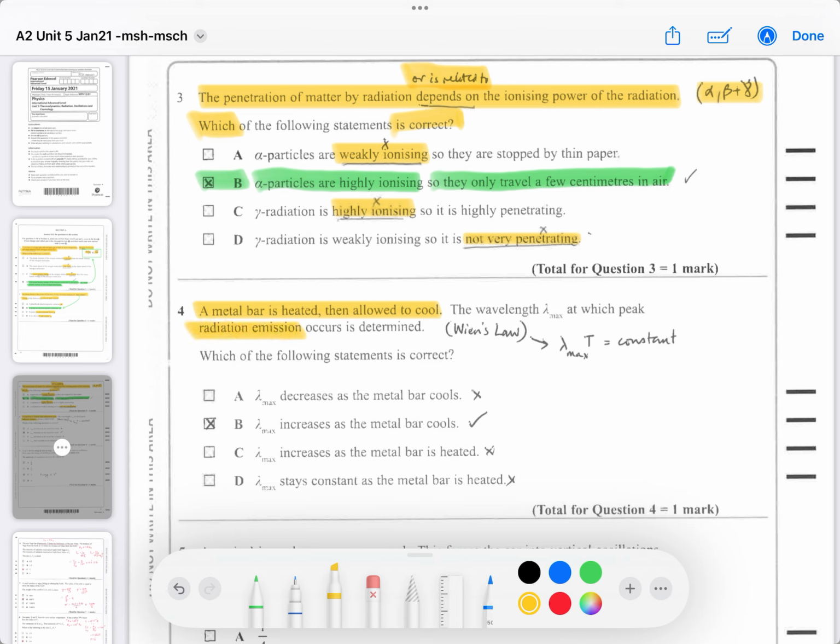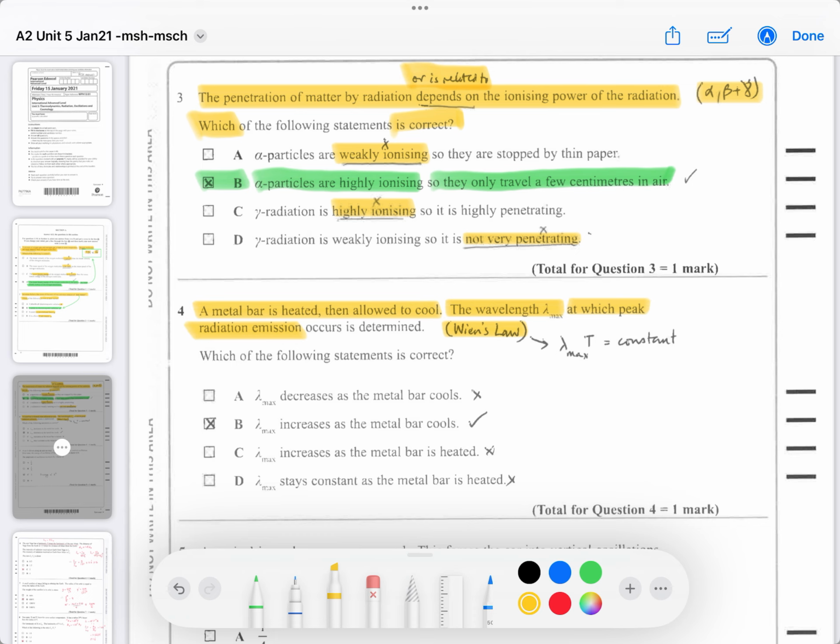So anything hot emits radiation, like a star. Now you've done this in the context of a star. The wavelength maximum, in other words, where the peak of the radiation in the curve that you've seen, which is called Wien's law. Go and look up Wien's law if you haven't got it in your notes. The wavelength at which the peak emission occurs is determined.